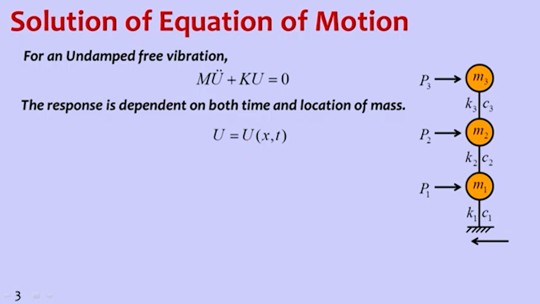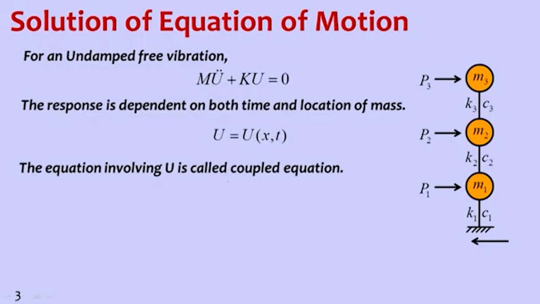In continuous systems, this x is a variable starting from 0, that is the base, up to the total length of the structure. But in a lumped mass system, that is a multi-degree of freedom system, x will have some discrete values. So if the floor height is 3 meters, this is 3, this is 6 and this is 9, and time is continuous. Time is continuous from 0 seconds up to which we want the response in free vibration, and in forced vibration till the time the force is lasting. The equation involving u is called a coupled equation.